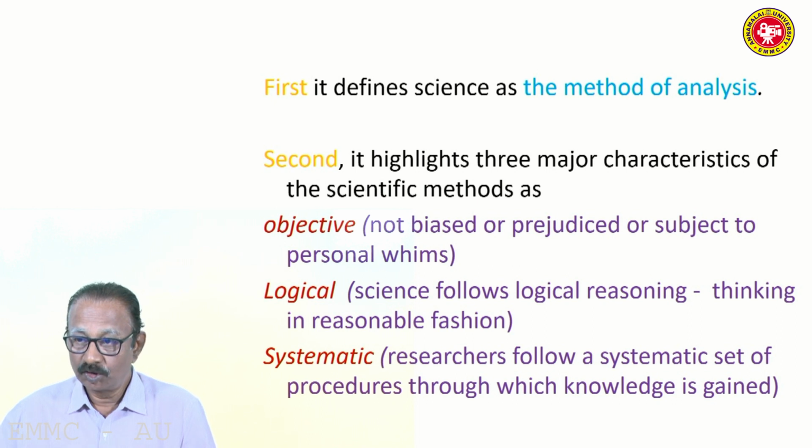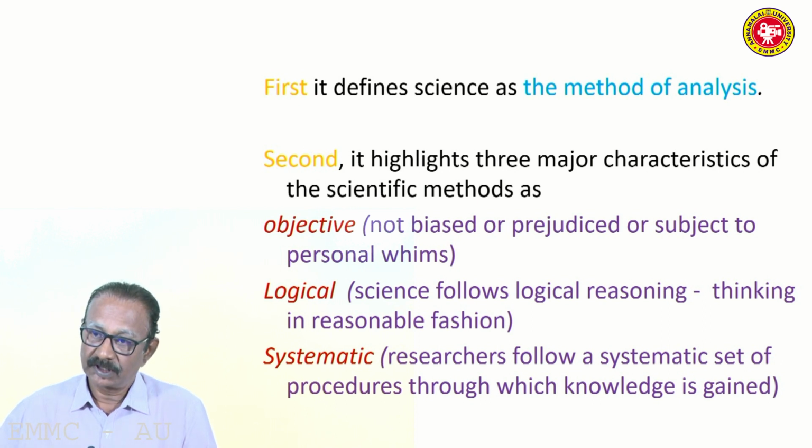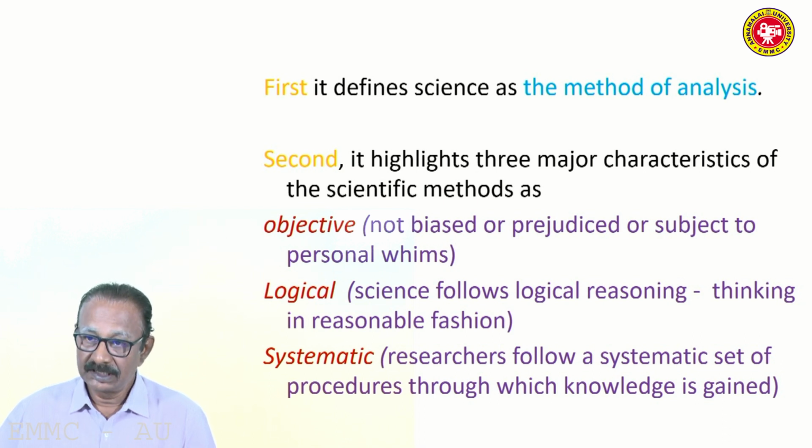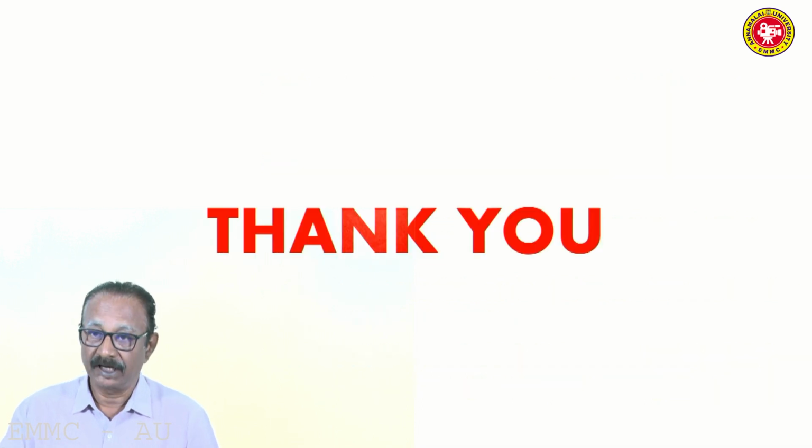So the overall research methodology comprises these three dimensions: objective, logical and systematic. The research methodology as a course, as a paper, as a subject, deals with a systematic approach of doing research, or the research process, in an objective manner through logical reasoning. This is very important. The entire research methodology course is a method of analysis through objective, logical and systematic means.